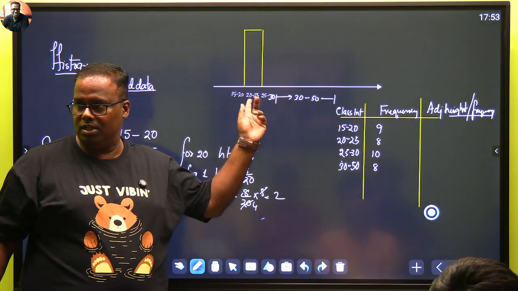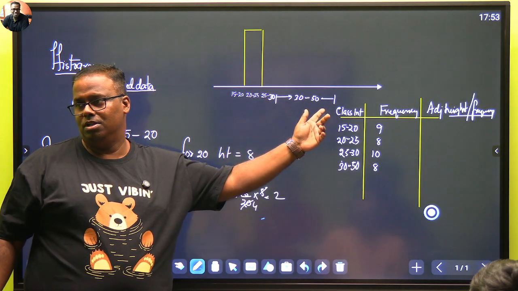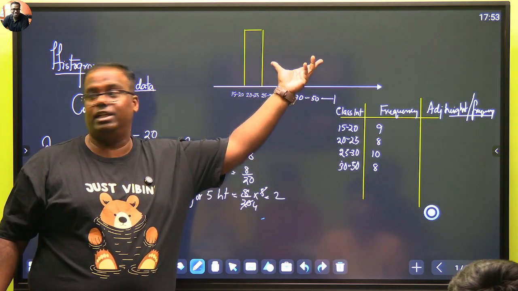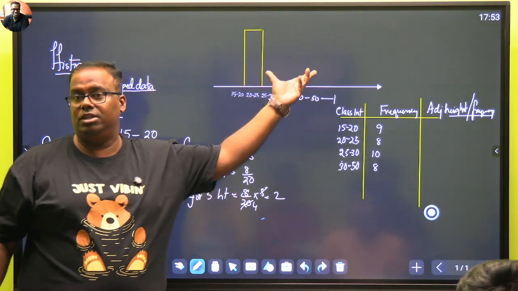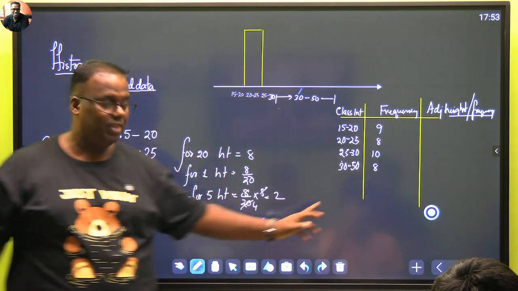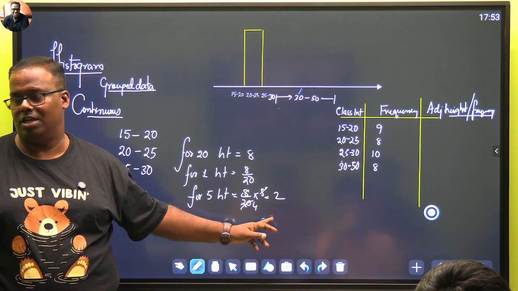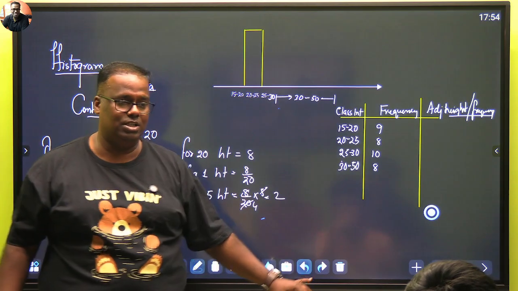15 to 20, 5. 20 to 25, 5. Gaps have to be uniform. But for this, you will get one rectangle. मोटू सा rectangle आएगा. But this rectangle cannot be made 8. इसको 8 नहीं बना सकते हम. तो इसका कितना होगा? 2 will be the height. How many of you understood and how many did not understand?